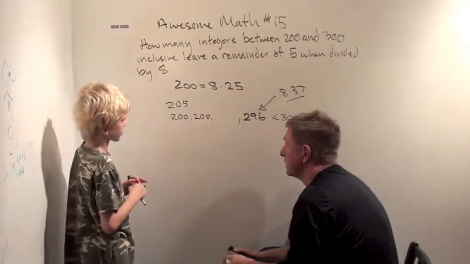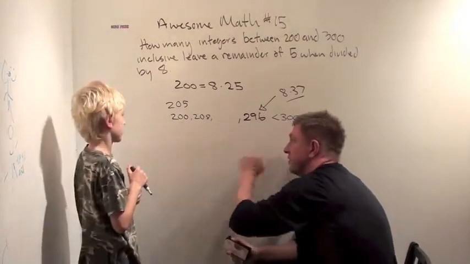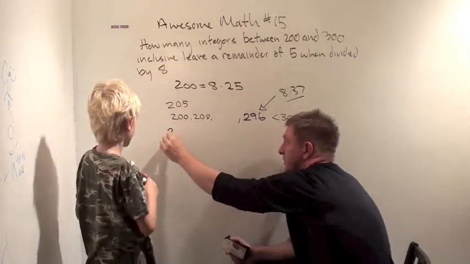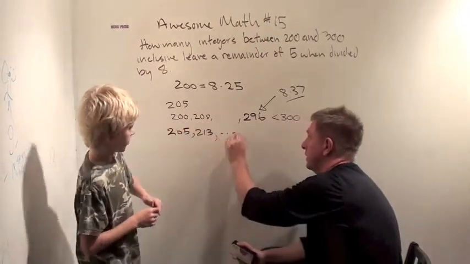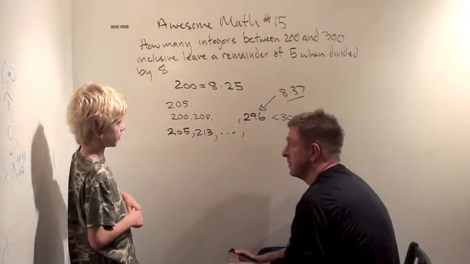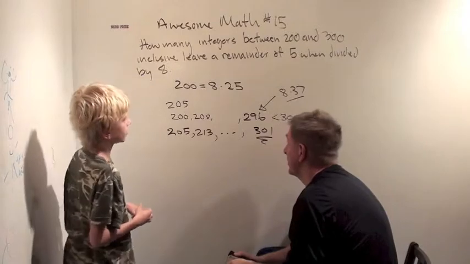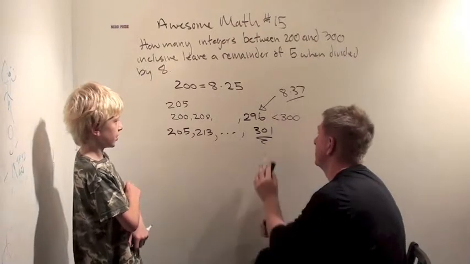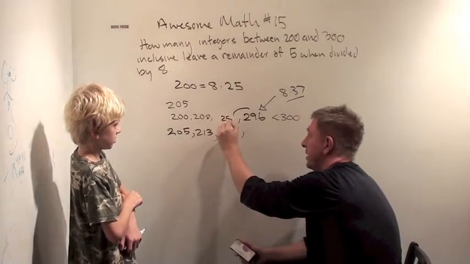Now we just add 5 to everything. So where does our list start? Our list starts at 205, 213, and then all the way up to 301, but that's over. Oh, they tried to trick us, didn't they? So we have to go to the next one down. What is the next one down? Well, it's 288.